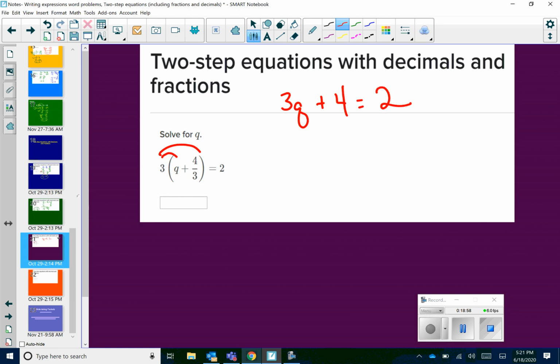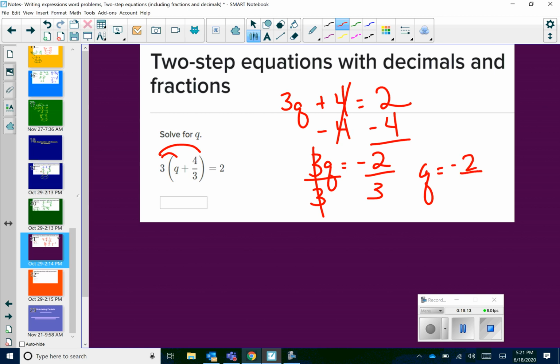And now I'm just solving it like a 2-step equation. Minus 4 on both sides. That leaves me with 3q equals negative 2. And then we're going to divide through by 3, leaving me with q equals negative 2/3.